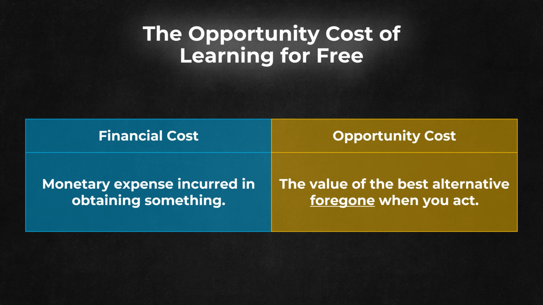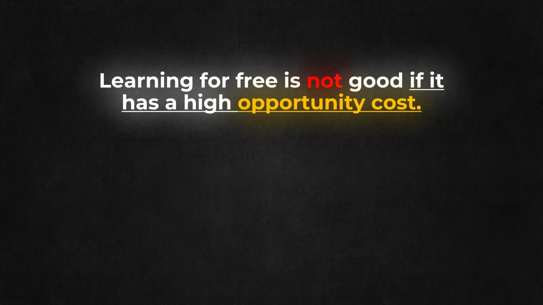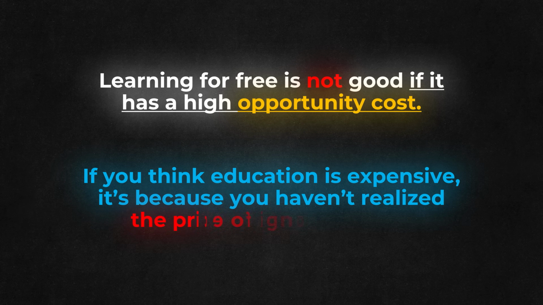ICT takes 12 months to explain something that can be explained in 12 minutes. Imagine everything you forego when you spend all that time learning in the least efficient way possible. Just because something is free doesn't mean it's good. Another problem is that something can be free and also incorrect. Many ICT traders have created YouTube channels and they teach these concepts in a much more efficient way compared to ICT. Learning for free is not good if it has a high opportunity cost. If you think paying for education is expensive, it's because you haven't realized the price of ignorance yet. If you start thinking in terms of opportunity cost, you will start making much better decisions.